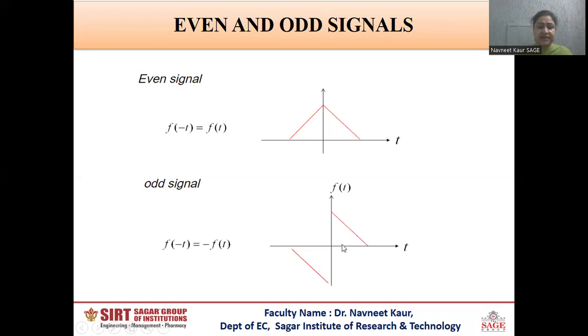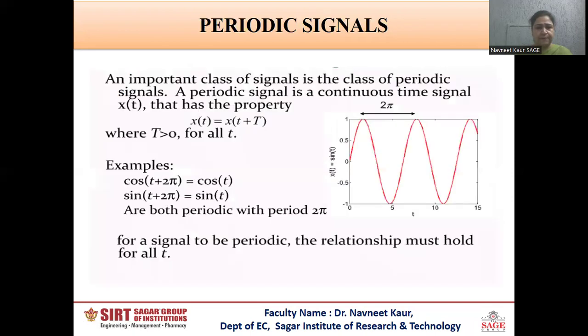Similarly, an odd signal is antisymmetric with respect to the y-axis. It is written as f(-t) is equal to -f(t). That means the magnitudes of the signal at t equal to plus 1 or t equal to minus 1 will be the same, but the signs will be opposite. If it is positive at t equal to plus 1, then it will be negative at t equal to minus 1. Similarly, for t equal to 2 and minus 2, t equal to 3 and minus 3, and so on. Now, coming to periodic signals.